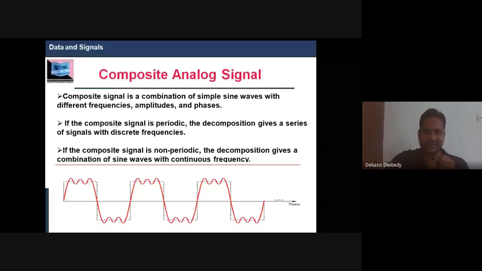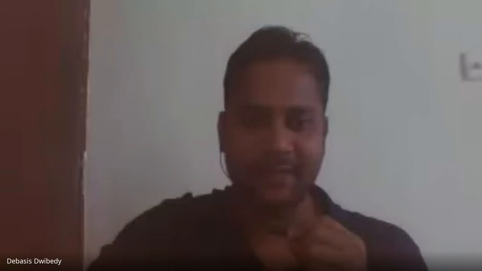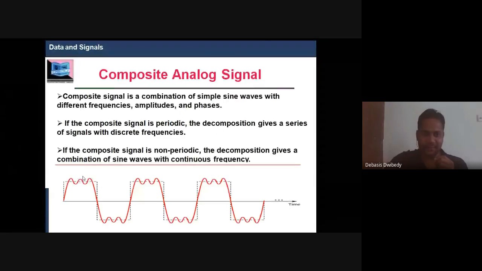Okay. So in the previous slides, we have gone through signals which are very simple in their shapes and size. But here the signals look something like this. So what is a composite signal? It is a combination of simple sine waves. This is a wave, this is a simple sine wave, this is one sine wave. If you see the bigger one, this is another sine wave. Are you getting it? This is a bigger sine wave, and inside the bigger sine wave there are some simple sine waves. So a composite analog signal is a combination of simple sine waves.